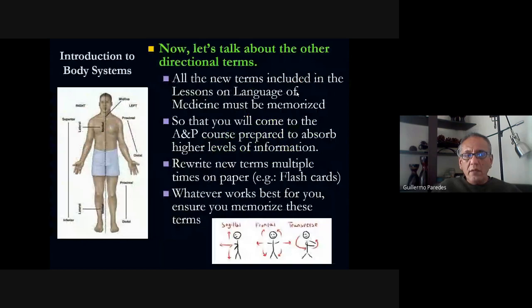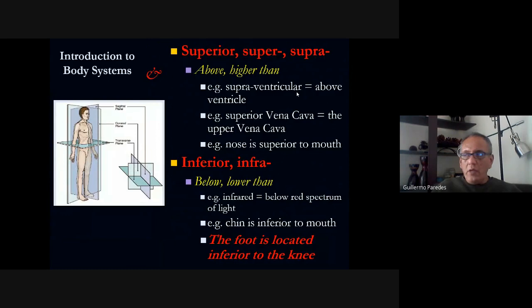Here we have some terminology that we need to look for. There is an exam, I'm telling you ahead of time, with matching questions. So superior, match with what is the meaning? Superior, super, or supra means above or higher than. We have supraventricular: the ventricles are of the heart, and above the ventricles are the atriums. These atriums are supraventricular because they are above the ventricular system. Another example: inferior, or infra, means below, lower than. The foot is located inferior to the knee.